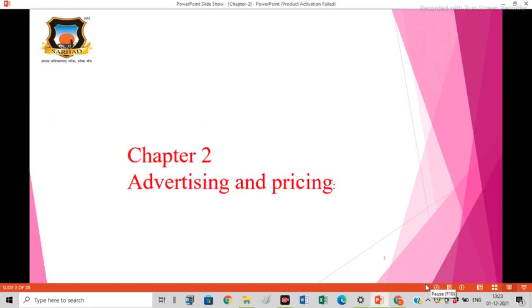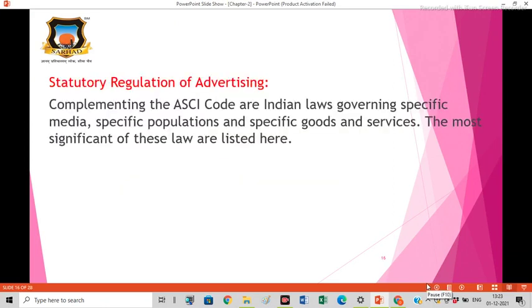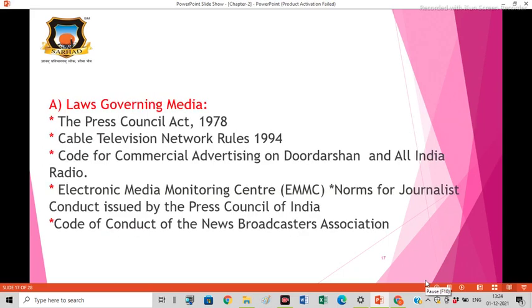We are discussing the second chapter, advertising and pricing. The next point is the statutory regulation of advertising. Complementing the ASCI code are Indian laws governing specific media, specific populations and specific goods and services. The most significant of these laws are listed here. It is divided into three parts, and the first is laws governing media.